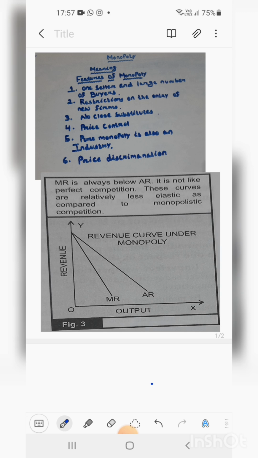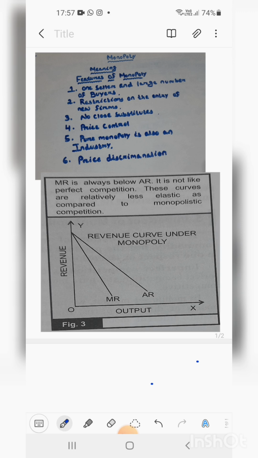There are three conditions necessary. There is a single producer or seller of a product. There are no close substitutes for the product. Strong barriers to entry into the industry exist. So these are the three conditions of monopoly.